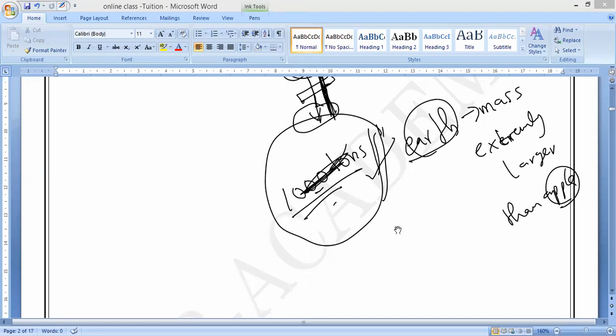Now, if one of the objects is very big, having an extremely large mass, then you can see the gravitational force becomes very large, and its effect can be seen easily. For example, if we take a stone lying at a height, and the earth attracts it. From the roof, if you throw the stone, it will fall towards the earth, because the earth's mass is extremely high.